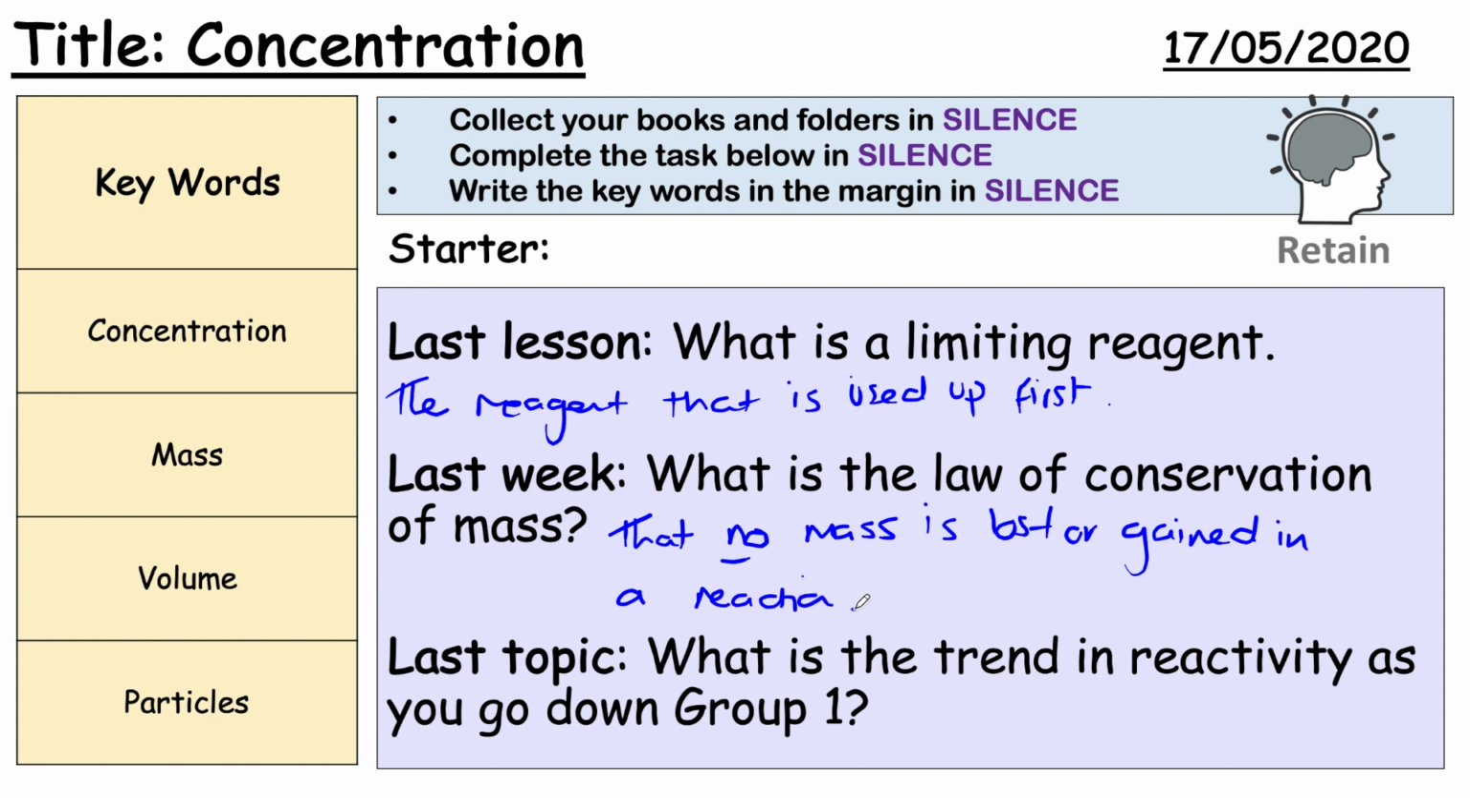Now the last one, what is the trend in reactivity as you go down group 1? Well, if you go down group 1, from top to bottom, reactivity increases. They start to get more reactive. Okay, let's get on with today's lesson.